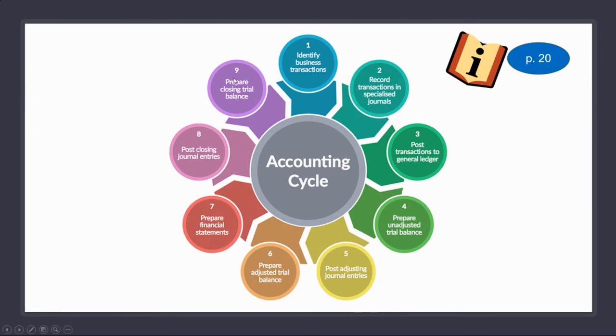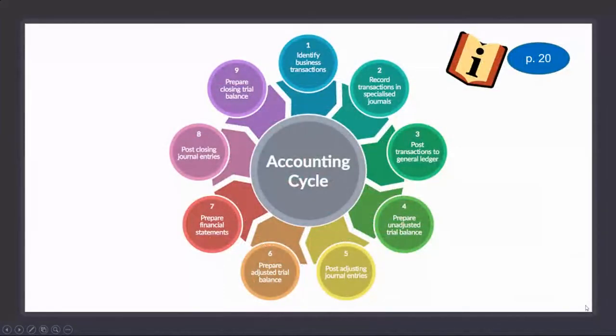Then steps 7, 8, and 9 only happen at year end. That happens when we finish off our financial period and we're closing off the books and preparing our financial records for our users. Okay, so that is basically what an accounting cycle is. And we are going to work through the entire accounting cycle in this module. From Learning Unit 1 up to Learning Unit 9, we will cover the accounting cycle.